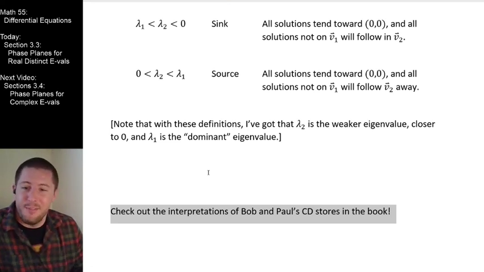Look for another video very similar to this one for 3.4, where we're going to do a lot of math once again and get all of our classifications associated with when we will see complex eigenvalues.